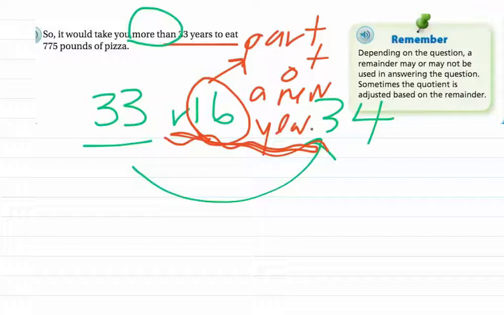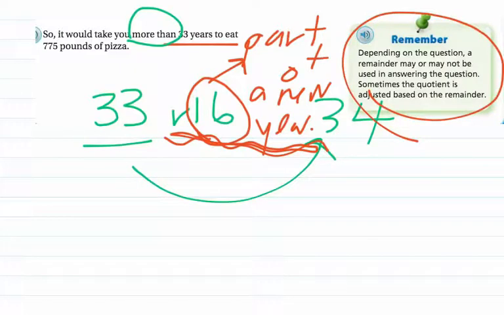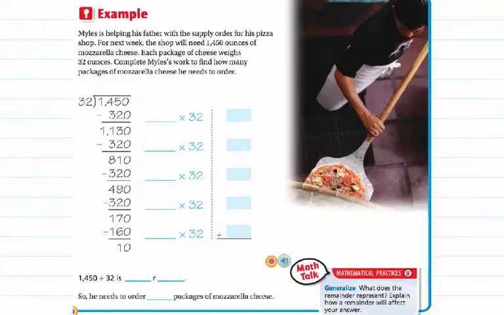And this connects really well to this remember. It says, depending on the question, a remainder may or may not be used in the answer to the question. And our answer was, we put more than 33 years. Sometimes the quotient is adjusted based on the remainder. And we didn't yet adjust this quotient, but in our vocabulary that we used, more than, we're saying that it's going to be greater than 33 years. So this is something that's going to come up in the next couple lessons, so keep an eye out for that, students. Next, we're going to go on and we're going to do one more example together about Miles.